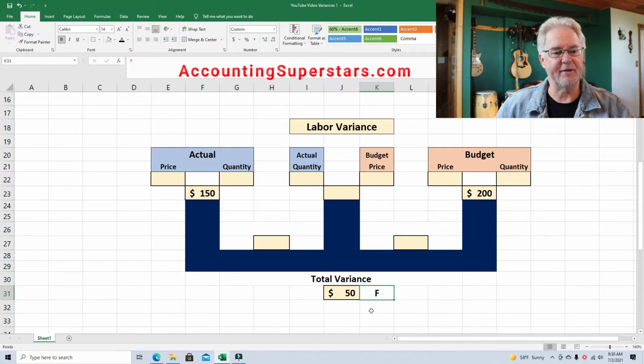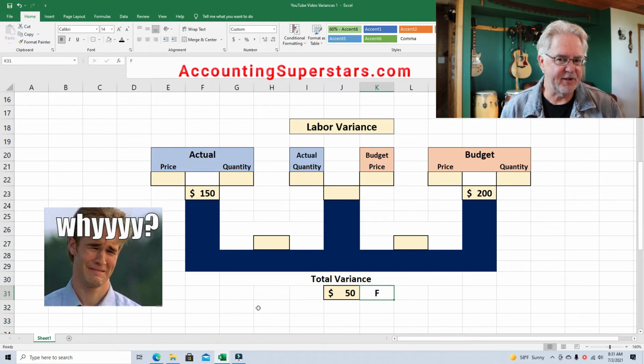And so we will call that favorable. So anytime you're under budget, it's favorable. But then we get to thinking, well, why were we under budget? That's kind of weird that we budgeted $200 and we saved 50. Why didn't it cost us $200? So maybe we can figure out, well, what happened? What happened here?